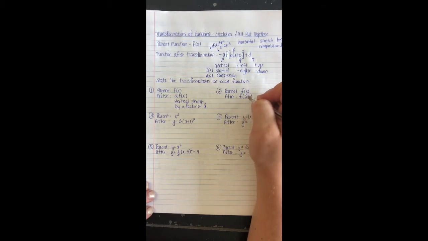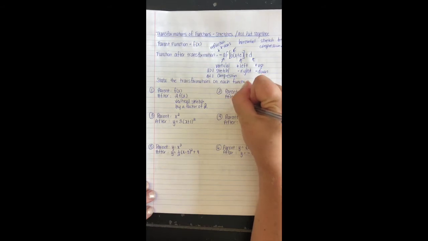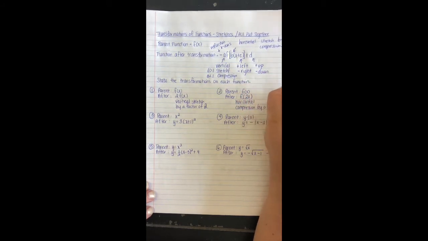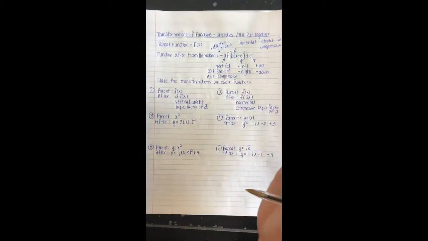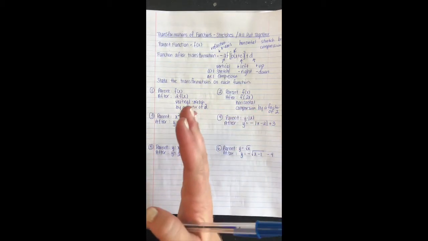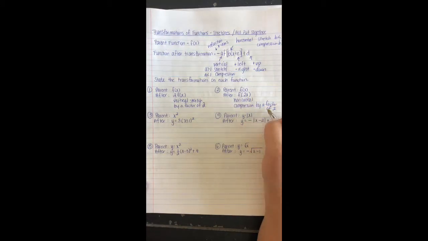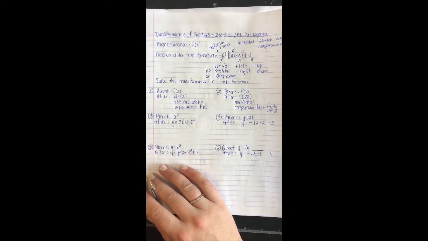But f of 2x, where the 2 is on the inside, that would be a horizontal, and it's a little weird here because I know you see 2 and you want to think stretch, but it's actually a horizontal compression by a factor of 2. So everything comes out to be like twice or half as big, I guess you would say, because of the fact that it's getting horizontally compressed, so it's squished in from the left and the right. And again, that's opposite relationship because it's coming from inside the parentheses.